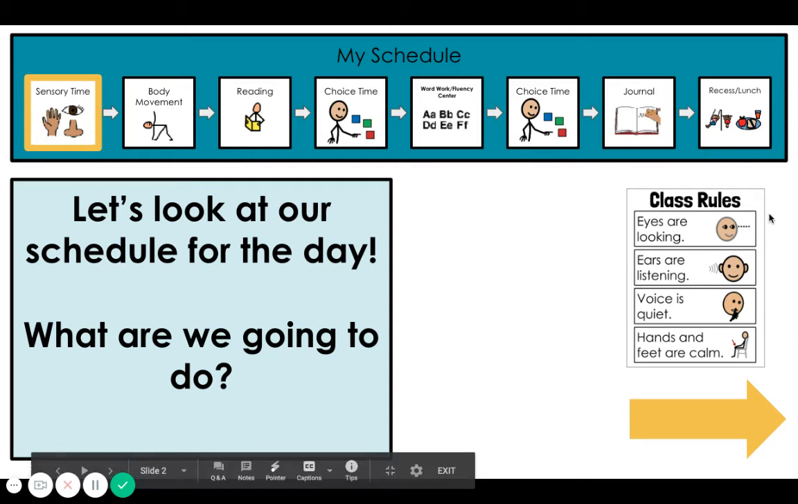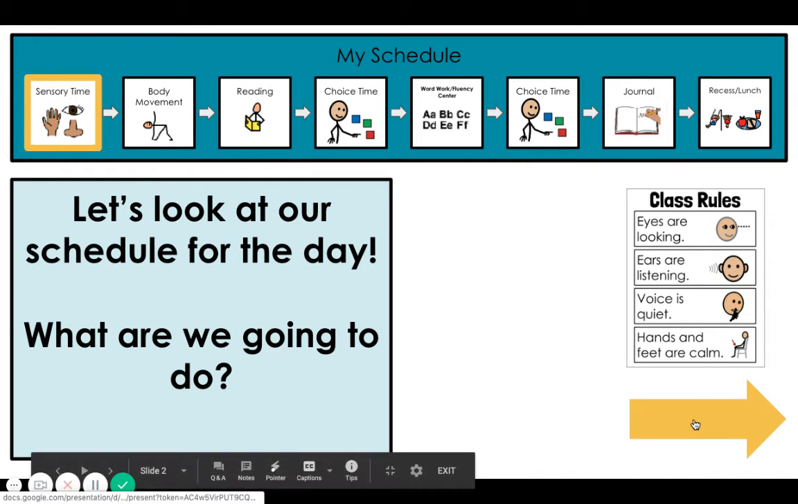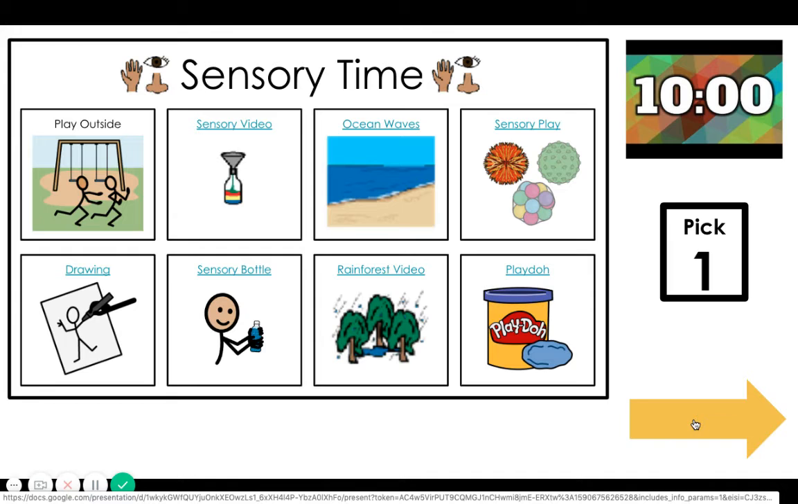In addition, I've included some class rules that we use when we're actually in school. So this might be beneficial when working with your students to kind of get them to sit still: eyes are looking, ears are listening, voice is quiet, hands and feet are calm. So that will appear on every page. And now the visual that is lit up in yellow, that is the one that is happening next. So you know the first thing to do is sensory time. So then you have your student click the yellow arrow to go next.